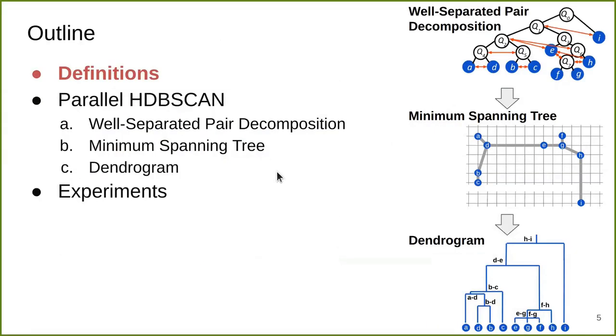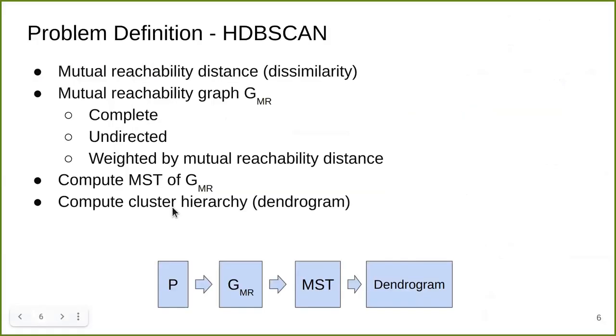This is the outline of my talk. First, I'm going to define the problem. Then I'm going to talk about parallel HDBSCAN algorithms, which mainly involve three parts: the well-separated pair decomposition, the minimum spanning tree, and the dendrogram. Lastly, I'm going to talk about experiments.